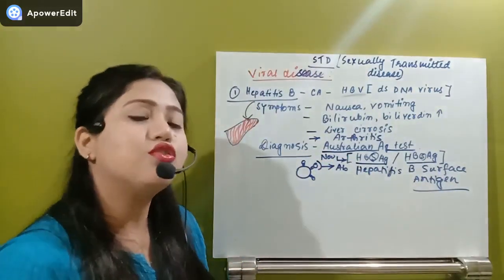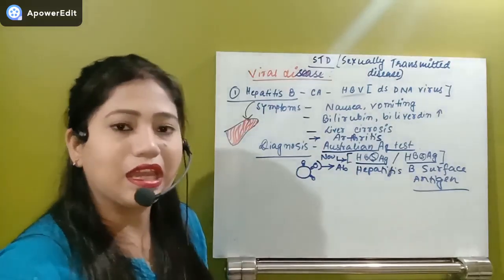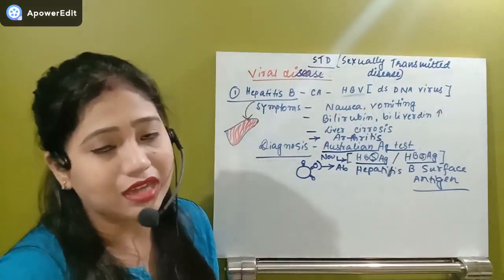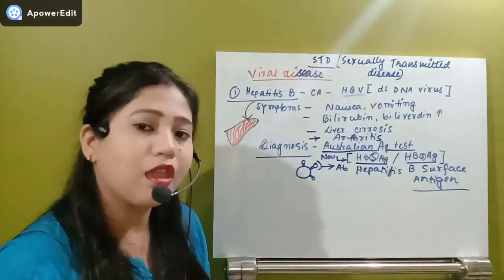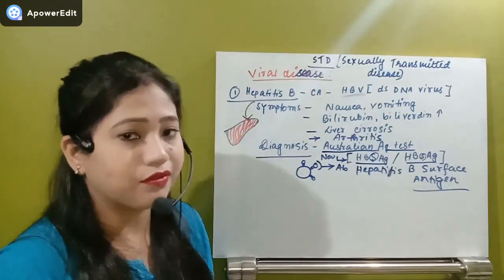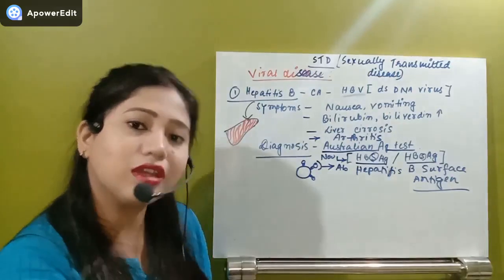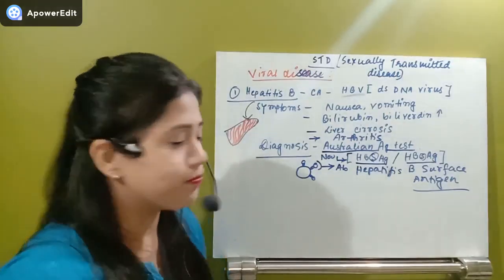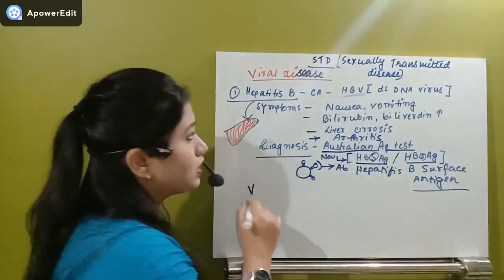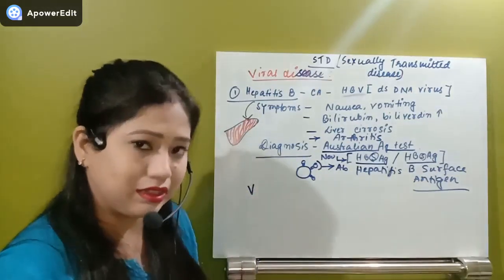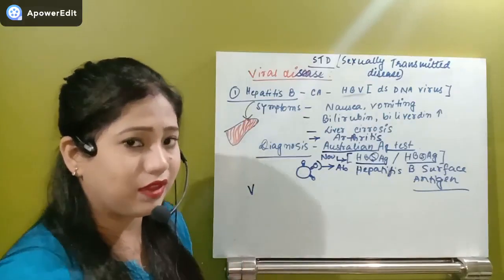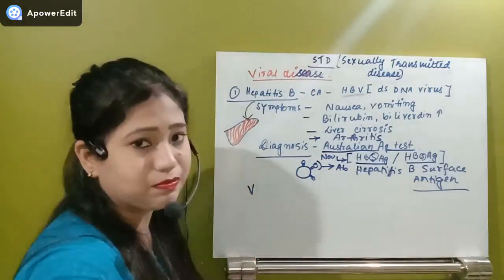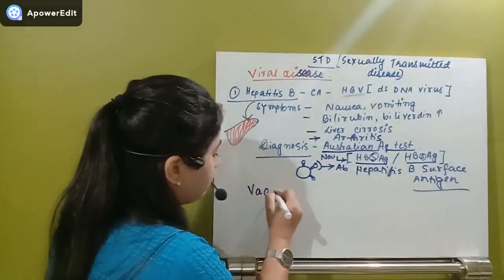Now just see, it is not possible to treat the condition hepatitis B. Once the individual suffers from the disease, the vaccine will not be able to work. So before the individual catches the hepatitis B condition, what is the vaccine available?